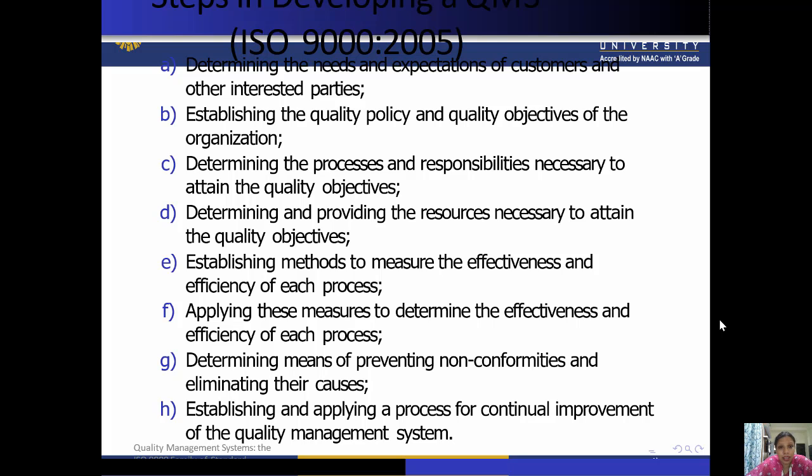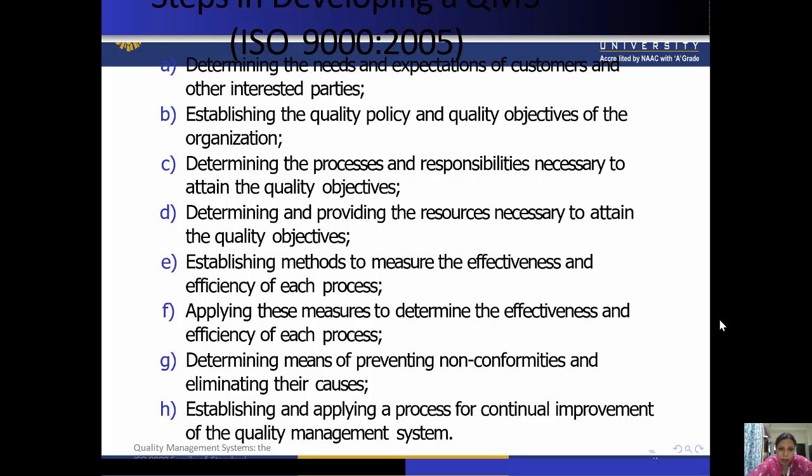Okay, next is establishing the quality policies. So we need to make the quality policies as well as quality objectives on the basis of our customer expectation. That is, our customer expectation is this, so we have to make the objectives according to that, and on the basis of these objectives we also need to make the policies, to fulfill those objectives.